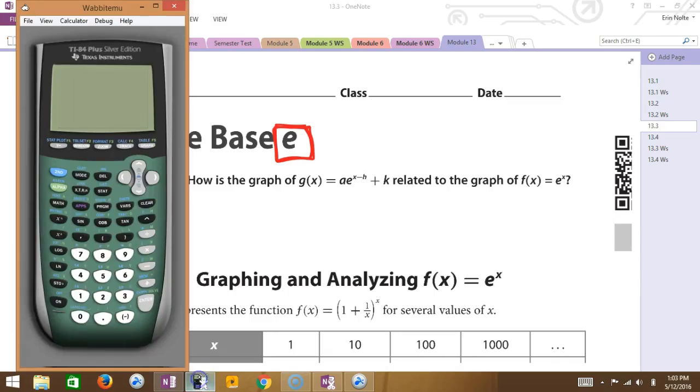Okay, so if you grab a calculator and take a look here. Press alpha. No, you do not push alpha E. Okay, the E button is if you hit second divide. Second divide.